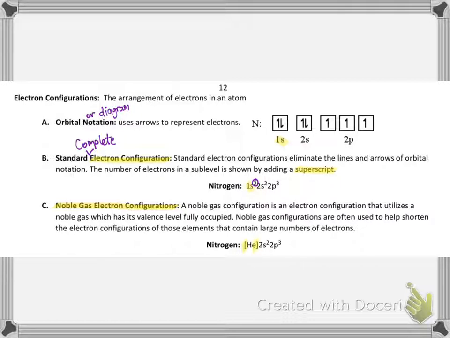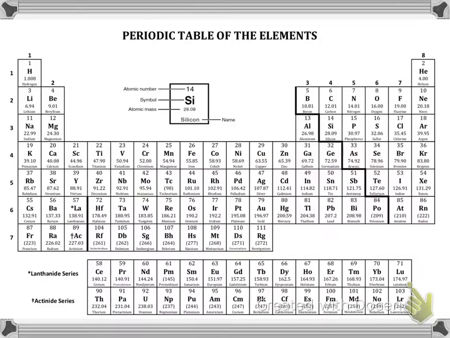Please notice that we put the noble gas in square brackets. The only thing that's sneaky about the noble gas configuration is figuring out which noble gas to use. But you just use the periodic table, of course. So for nitrogen, notice that nitrogen is at energy level 2, which means we can't use neon because nitrogen doesn't go all the way up to 10 electrons. But we can use helium.